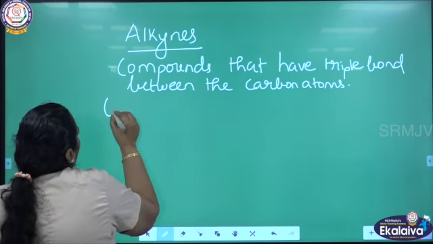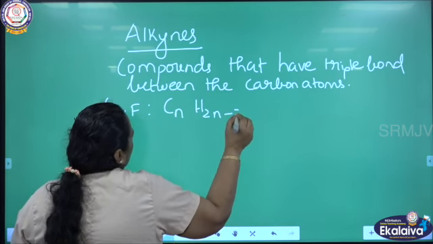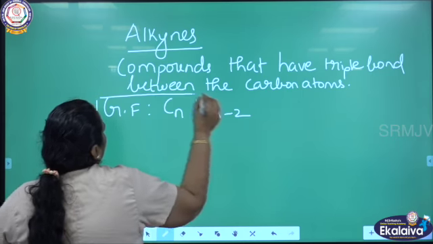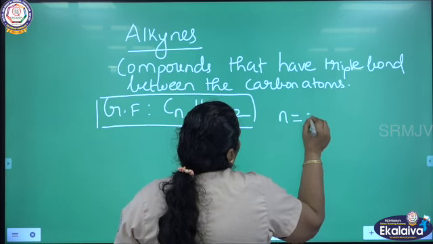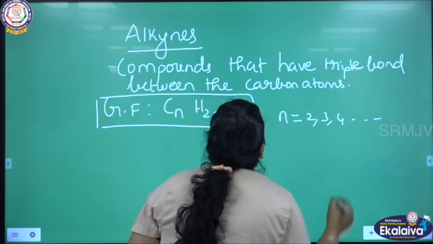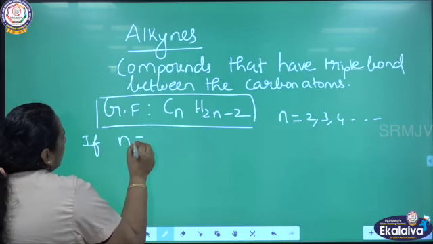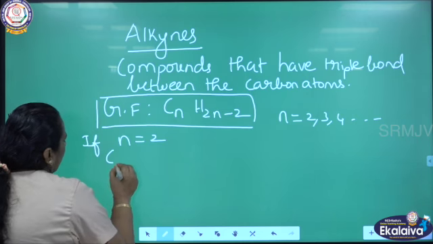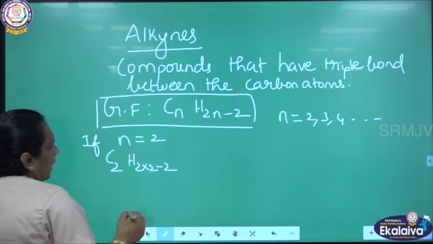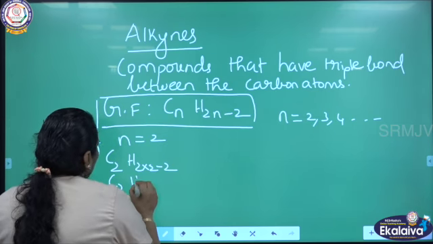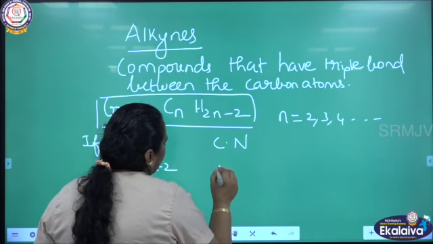So what is the general formula? The general formula will be CnH2n minus 2. So n can be 2, 3, 4, and it will go on like that. Substitute the value. If n is equal to 2, substitute in the formula: C2H(2 into 2 minus 2). So what will you get? C2H2. What is the common name? We can call it acetylene.